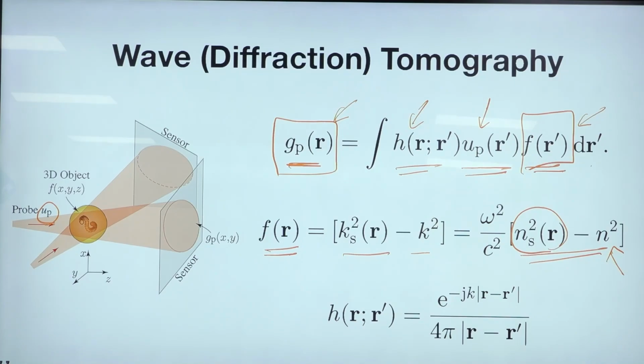How much light scatters is proportional to how much light you get back. So the structure of the object is defined by the refractive index variation inside the object through this kind of an equation. And h here is how light propagates, right?